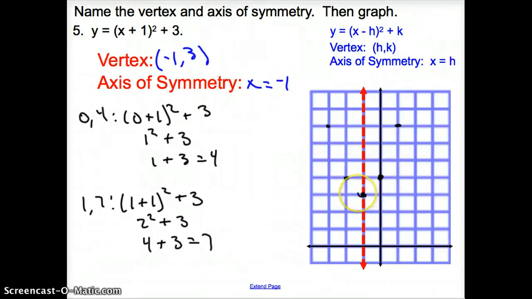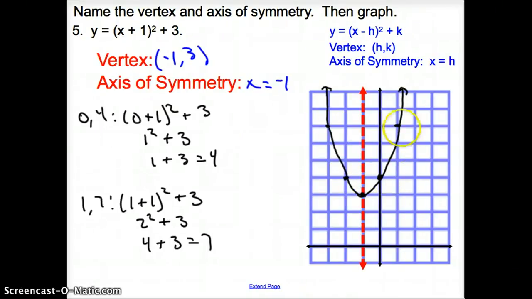Now we have to connect them with a U-shaped graph known as a parabola. And look at this, I'm getting better at my parabolas every single day. And this parabola represents this equation.